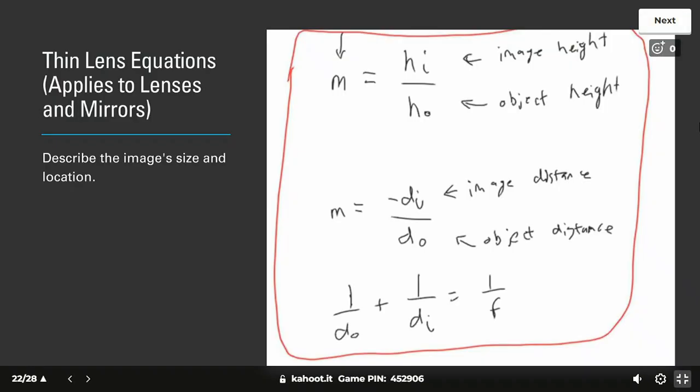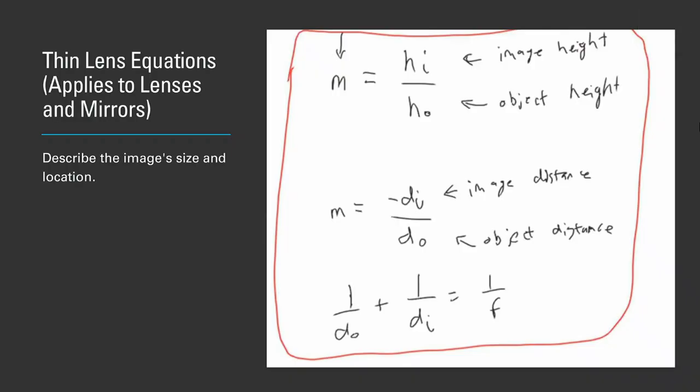So if we combine these three equations together, the two different ways to calculate magnification, and the one that we saw earlier relating the object distance, image distance, and focal length, those three equations together are called the thin lens equations. And these apply to lenses and mirrors.